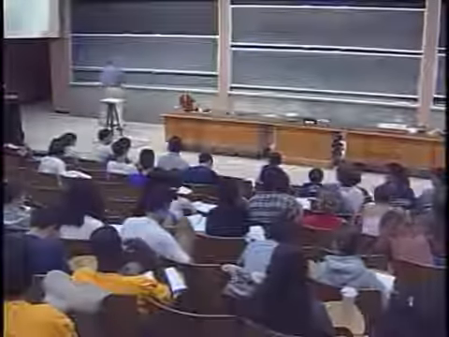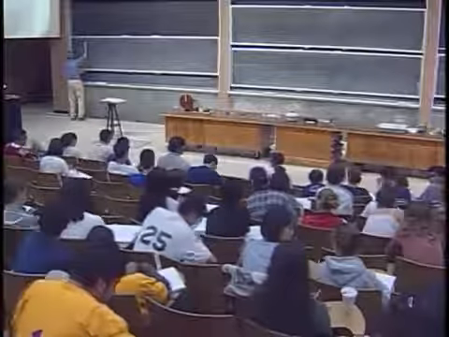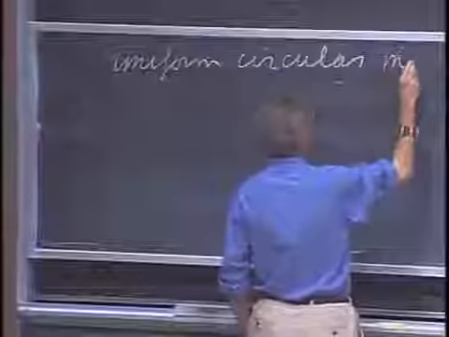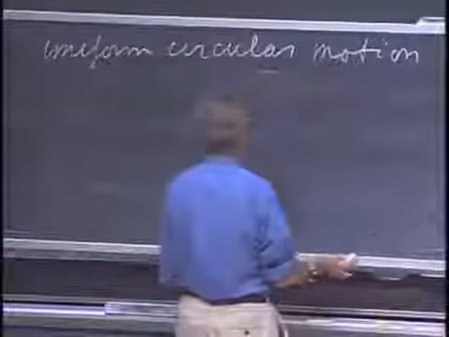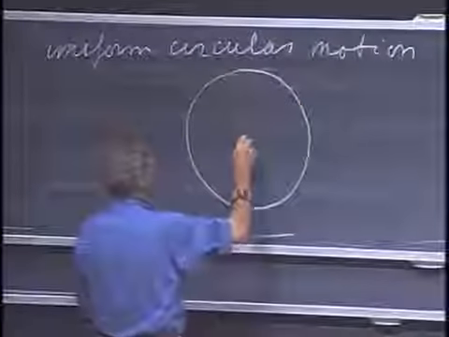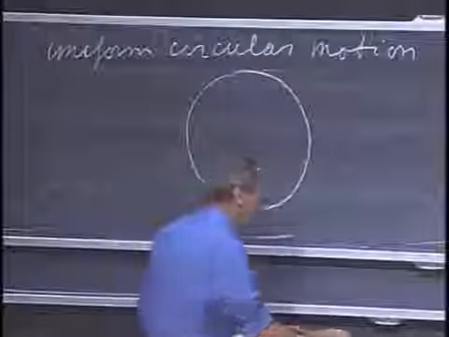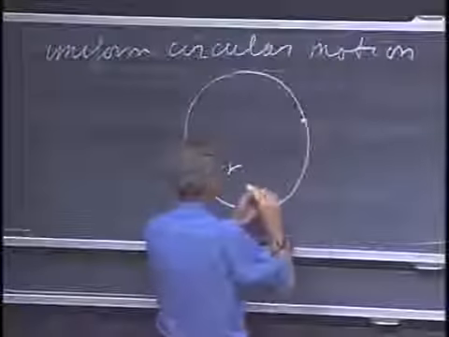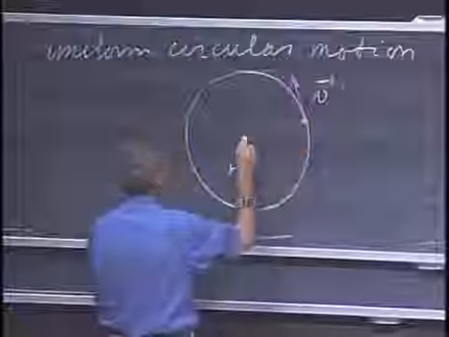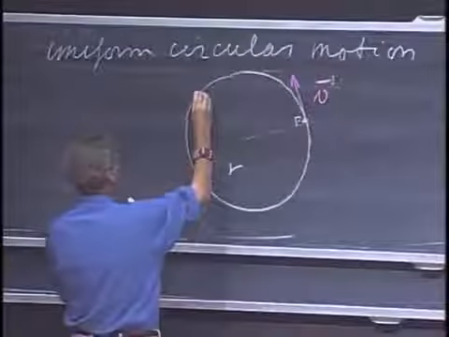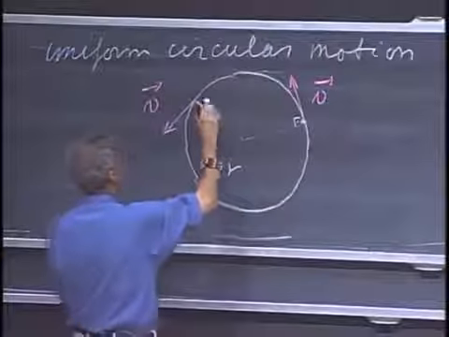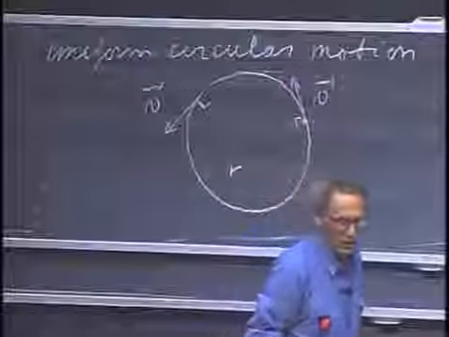Today we will discuss what we call uniform circular motion. What is uniform circular motion? An object goes around in a circle, has radius r. When the object is here, this is the velocity. It's a vector, perpendicular, and later in time when the object is here, the velocity has changed, but the speed has not changed.